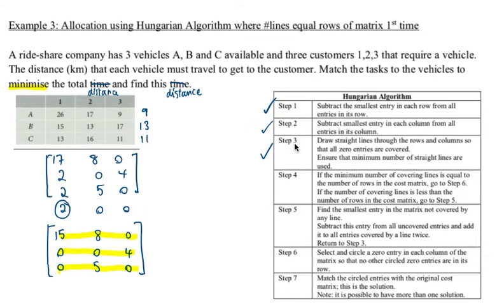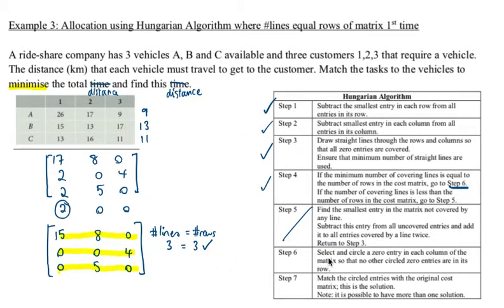We've done step 3. Step 4 says if the minimum number of covering lines is equal to the number of rows, let's have a look at that. Does the number of lines equal the number of rows? Well, the number of lines is 3. The number of rows is 3. So it does. So, if the minimum number of covering lines is equal to the number of rows, go to step 6. So we can go to step 6 now, and we skip step 5 in this case.